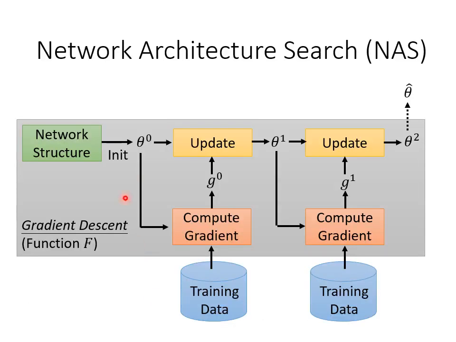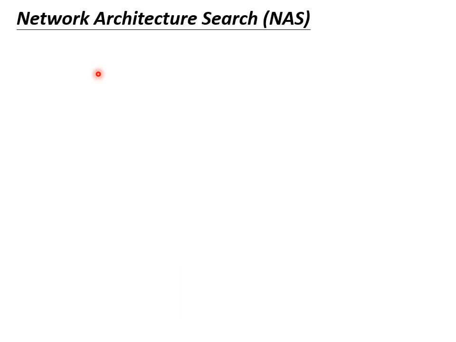So now we can learn the initial parameters. We can learn the update rules. Then how about network architecture? Can we learn network architecture? Can we consider network architecture as phi? Of course, we can learn network architecture. This is network architecture search. I believe most of you already heard about this technology.